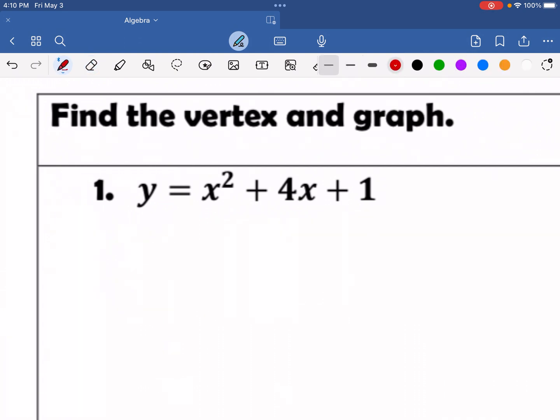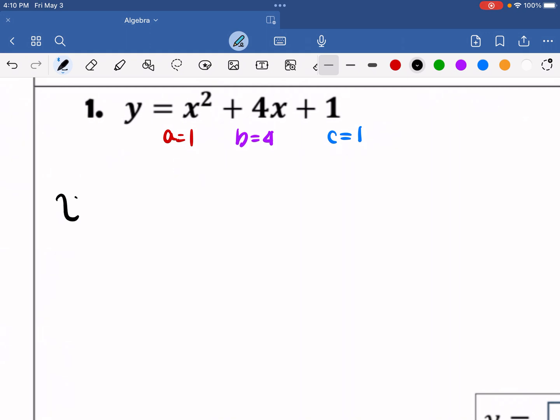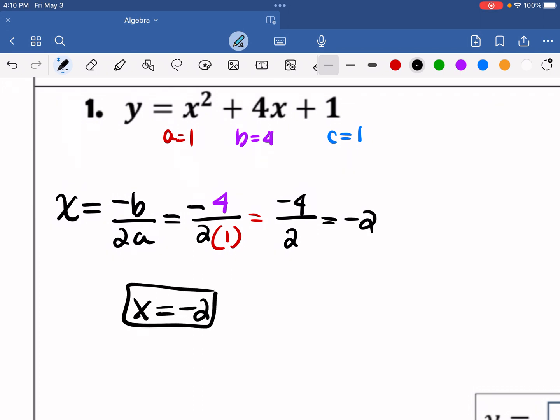You are going to find A, B, and C. A equals 1, B equals 4, and C equals 1. And now we need to find the vertex. So just like on the last video, negative b over 2a. Negative, you put b, so that would be 4. On the bottom, 2, and then you put a, which is 1. You simplify that. Negative and a 4 turns to negative 4. And on the bottom, 2 times 1 is 2. What is negative 4 divided by 2? That's negative 2. X equals negative 2. So this is our answer to x.